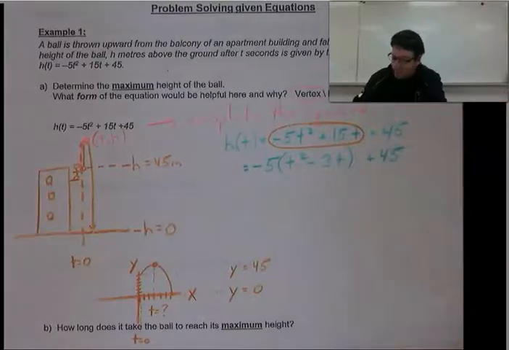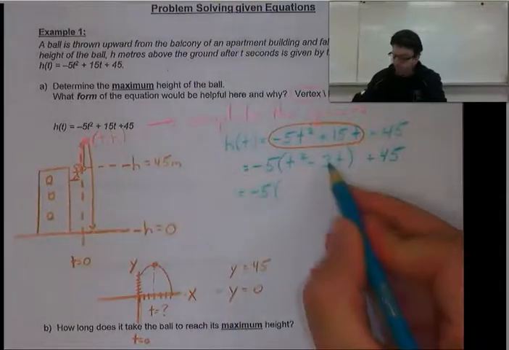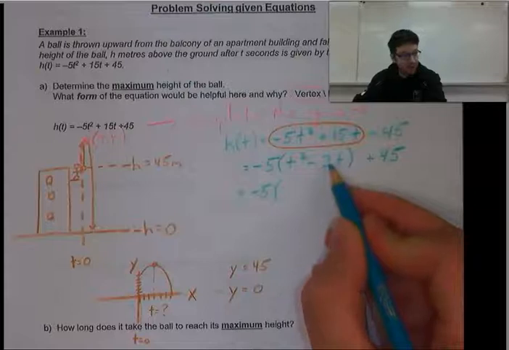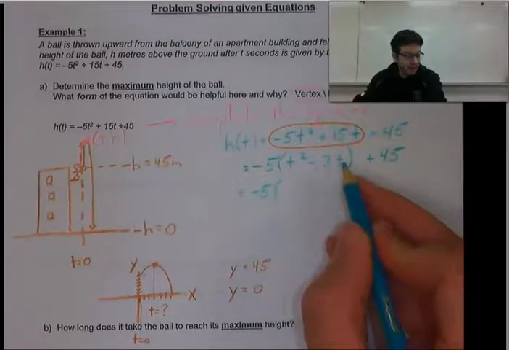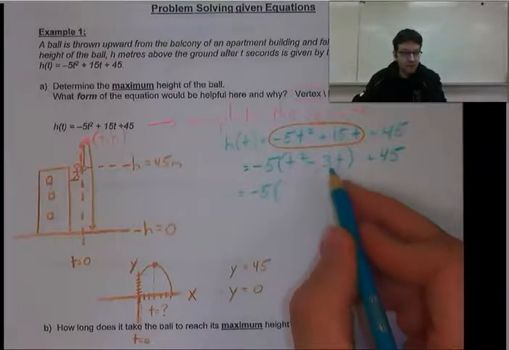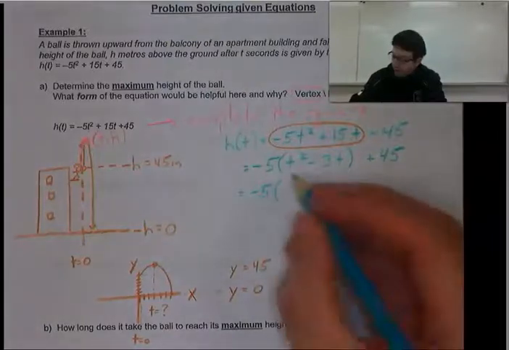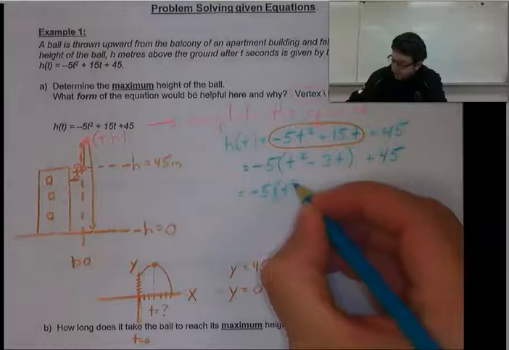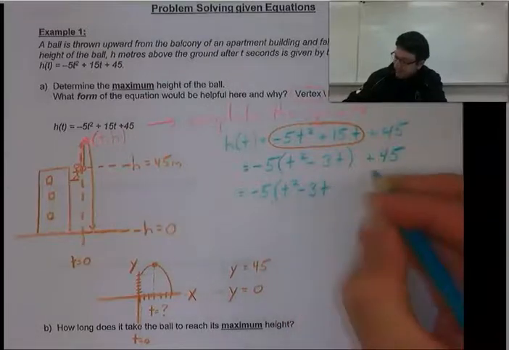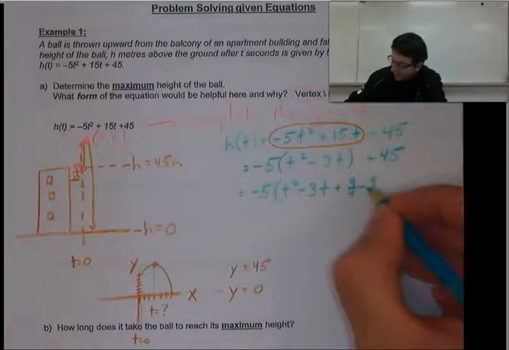Now this next step is where we actually complete the square. So you have minus 5. We're going to take that 3 and divide by 2. So that's 3 halves. And then square it. So the 3 squared is 9, the 2 squared is 4. So we get 9 over 4. And what we'll do is add 9 over 4 and then subtract 9 over 4.